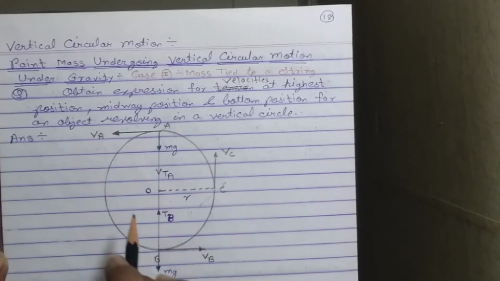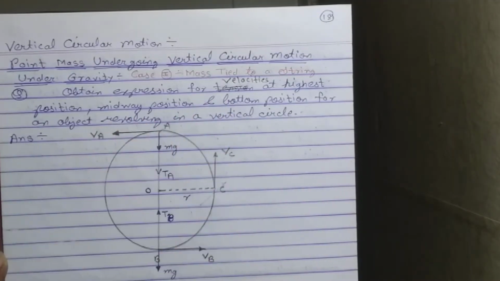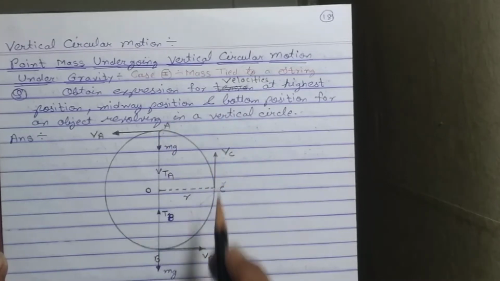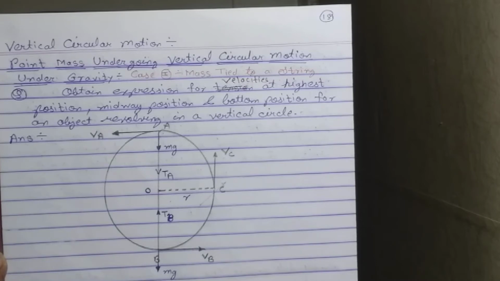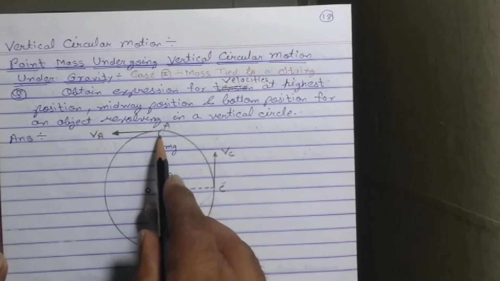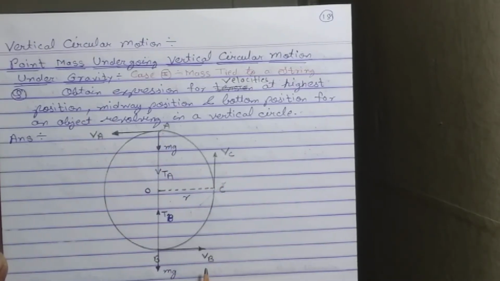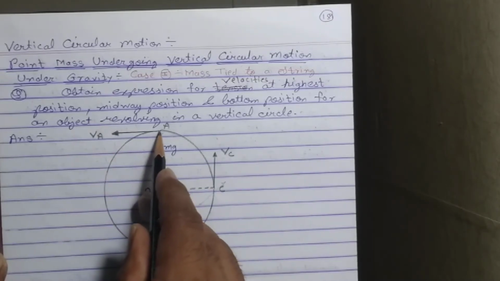Students, with respect to such concepts, we divide the whole circular motion into three positions. Say position at point A, at point B, and at point C. Then in the exam, we have to find out what is the velocity of that particular object at point A, at point B, and at point C. Students, let us find the velocity at the point A.